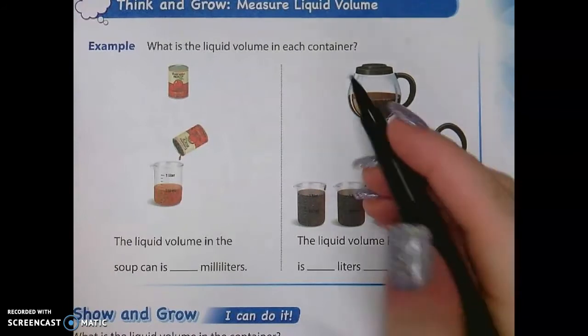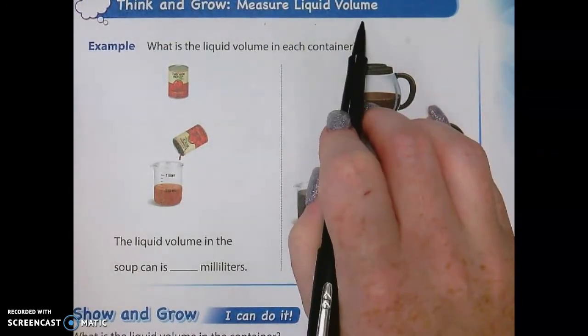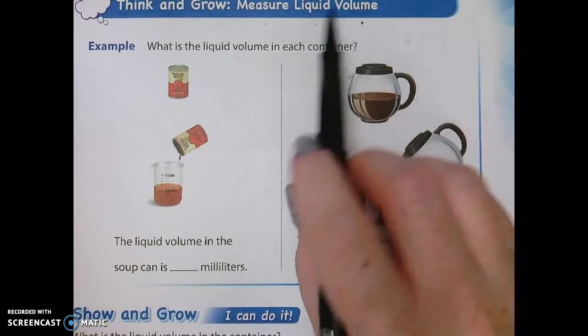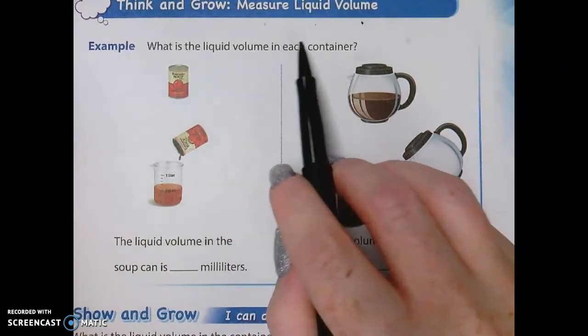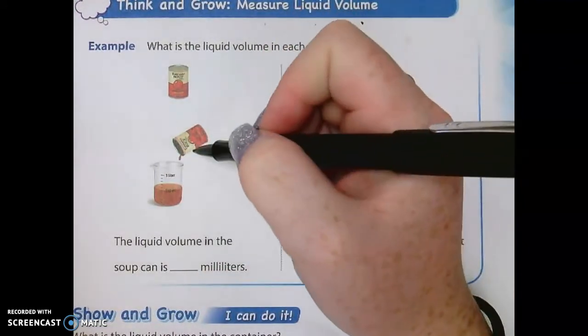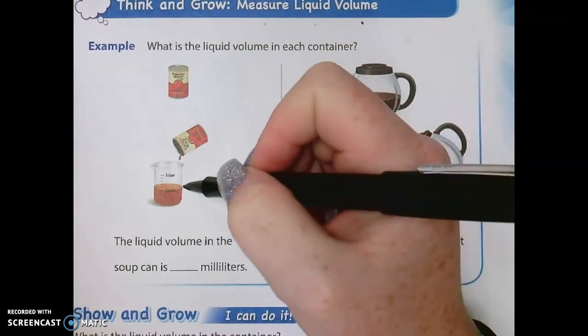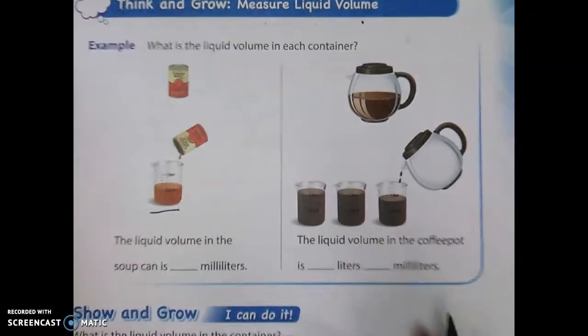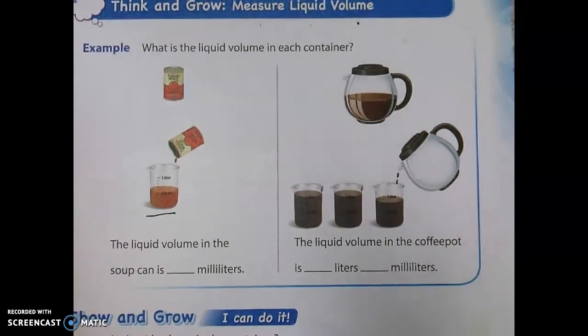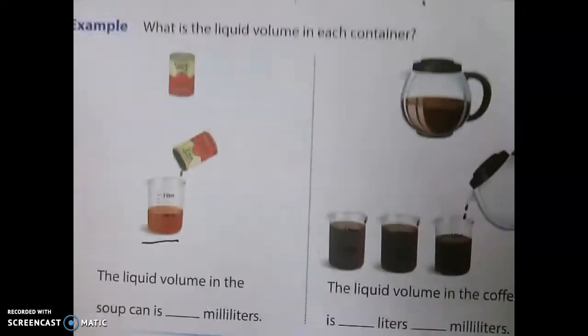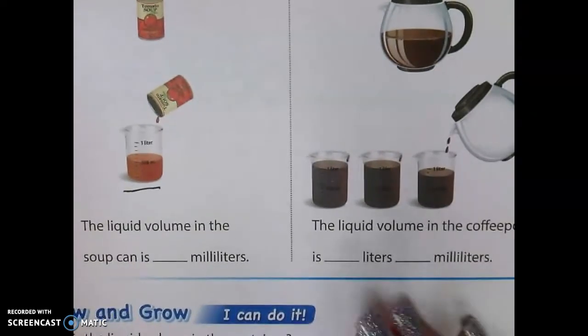Now let's talk about measuring liquid volume. Okay, measuring liquid volume. What is the liquid volume in each container? We have tomato soup being poured into this container. Okay, let's see if I can get it a little closer so you can see the numbers on it a little bit better.